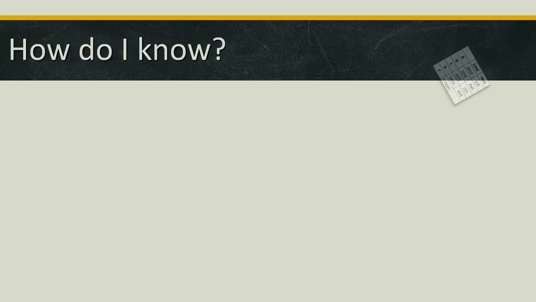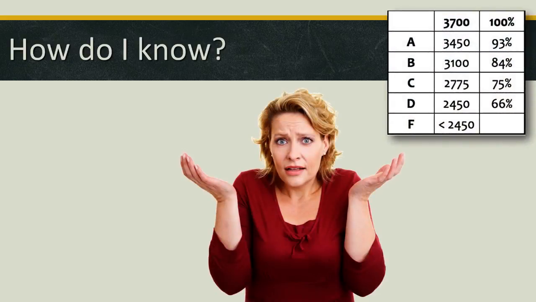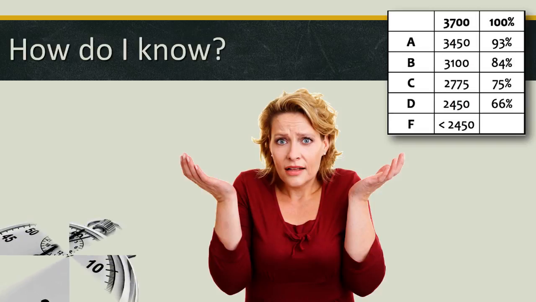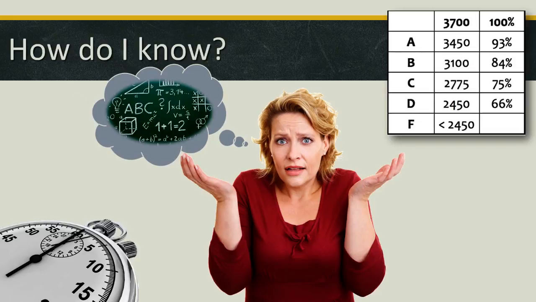Does your Blackboard Grade Center calculate final grades as expected? How can you tell for sure? Is this going to take a lot of time? I'm from the humanities. I don't understand the math.